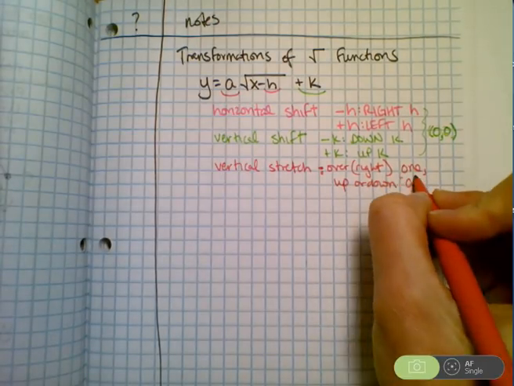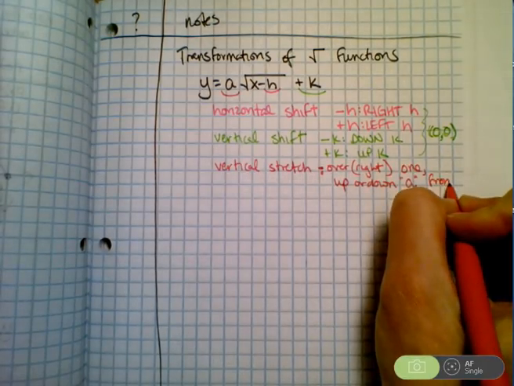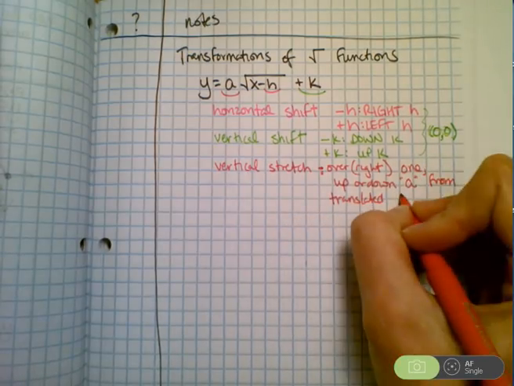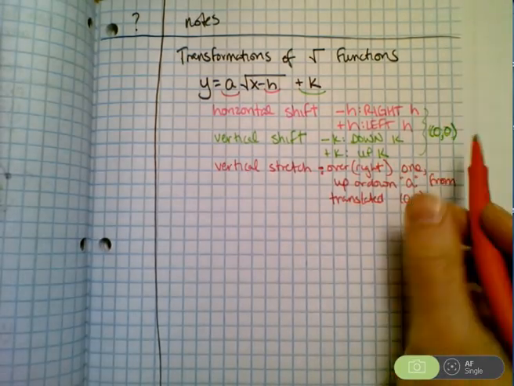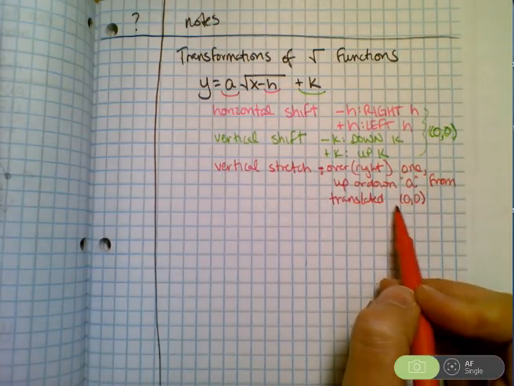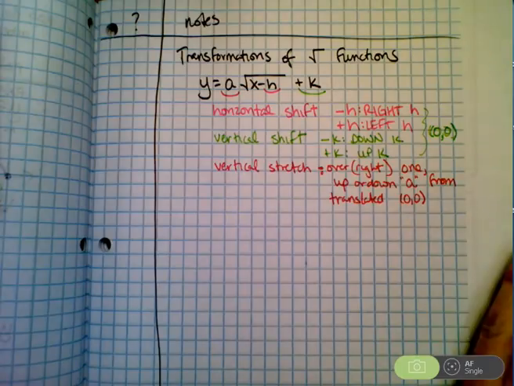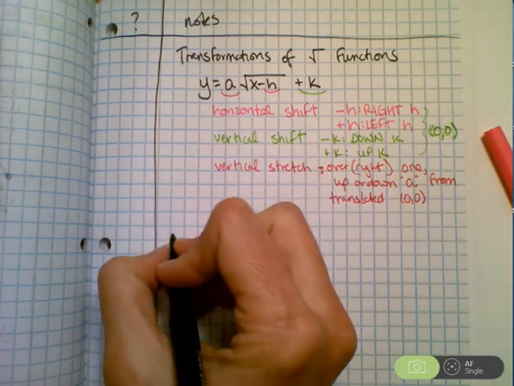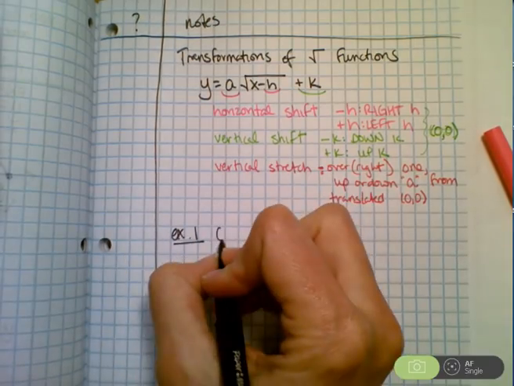A from our translated 0, 0. So this point gets moved first. Then from wherever that point ended up, we go up, down, left, right. So let me just show you that in a couple of examples. And then we'll go on and we'll look at cubic functions.